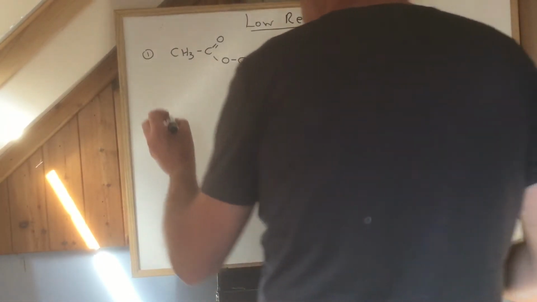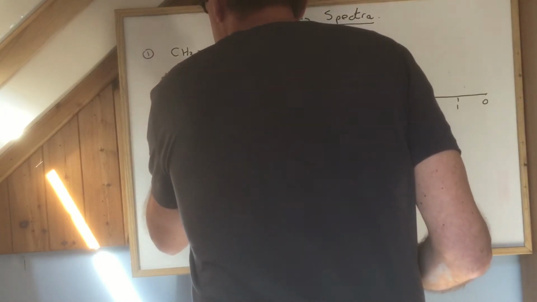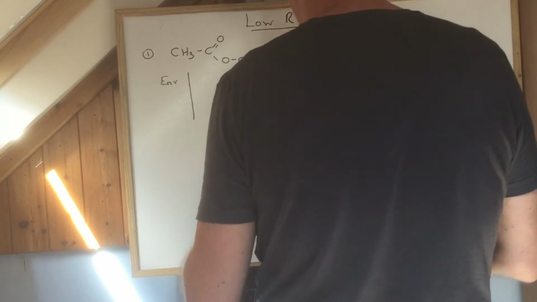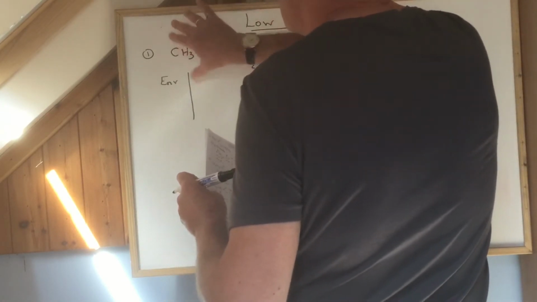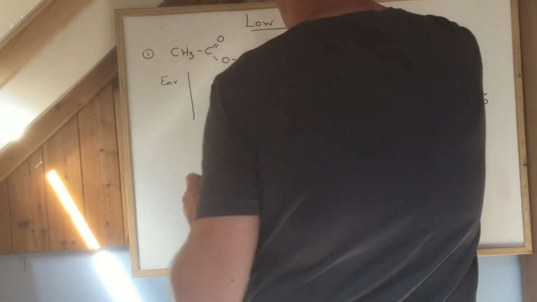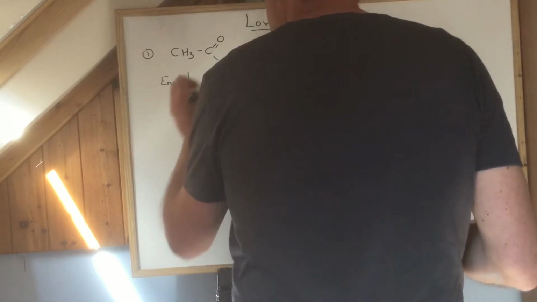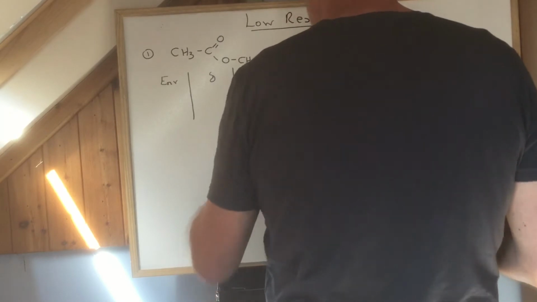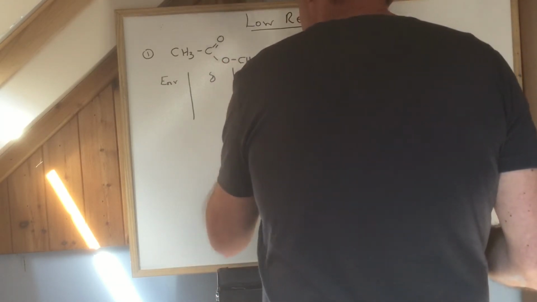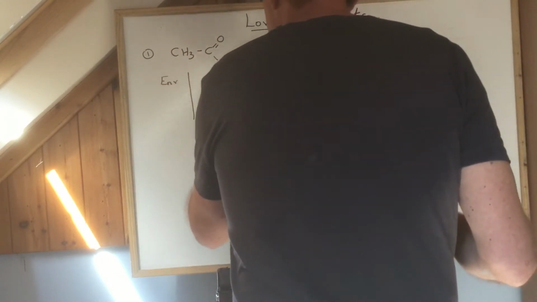So the table takes different forms depending on what you're doing, but generally you've got an environment column. This should be done on the exam paper, normally from the spectrum to the table, but here I'm going from the structure to the table, to the spectrum. So environment, chemical shift, integration, and there will be a fourth column, splitting, in the next video. So we'll just stick to 3 for now.